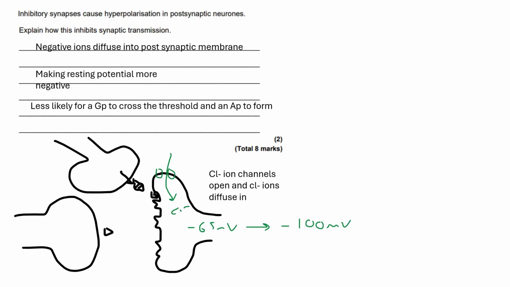Anywho, for the marking points, you just want to say negative ions diffuse into the postsynaptic membrane, making it more negative, less likely for an action potential to form or less likely for depolarization to occur.